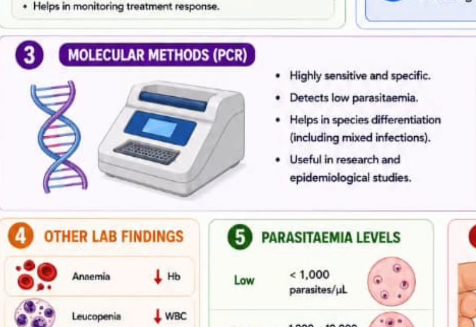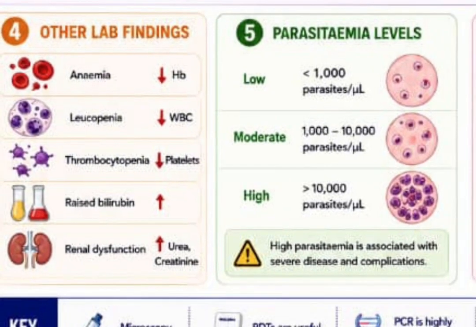When you want to check the laboratory findings, what are you seeing? You'll be seeing pancytopenia. What's pancytopenia? You'll be seeing reduction in red blood cells, which is hemoglobin, reduction in white blood cells, reduction in platelets, increase in bilirubin causing jaundice, and also increase in BUN and creatinine.